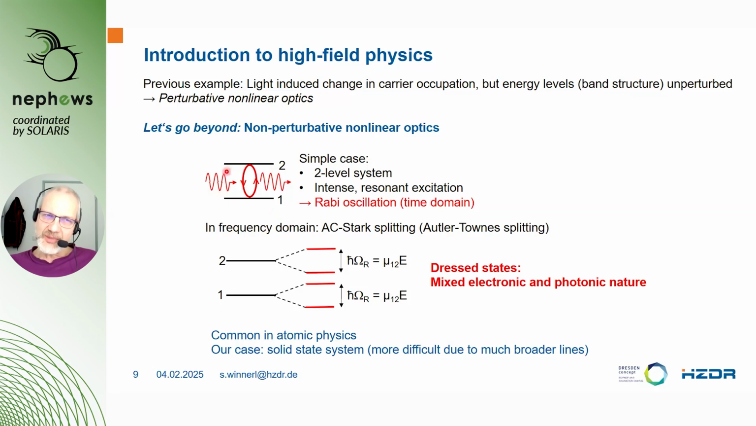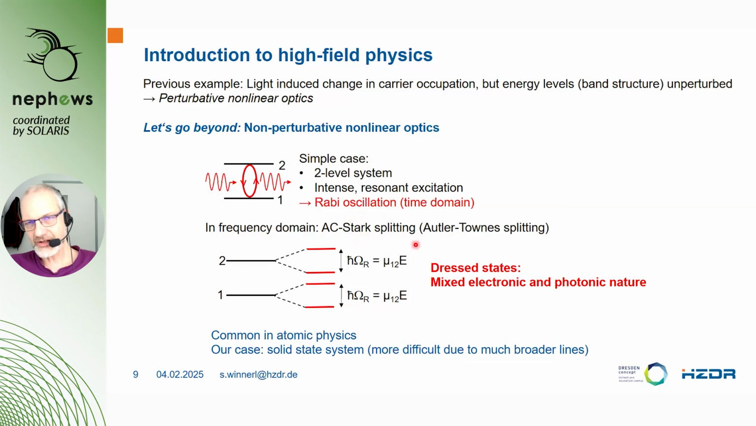It's a two-level system with a resonant optical excitation. So if we have such a system, initially the ground state would be occupied by electrons, the radiation comes in and excites to the upper state, but then de-excites. So there's this, in the time domain, this cycle of Rabi oscillations. If we look at the same process in the frequency domain, this means that these two energy levels split up.